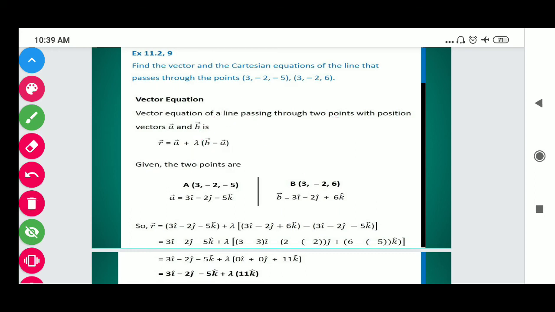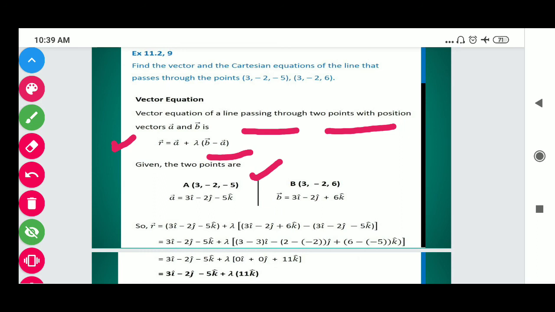Students, here we have to write the direction. If points are given, then we find the direction ratios, and that will be written here as the position vector b minus a. So here the vector equation of a line passing through 2 points with position vectors a and b is r vector equals a vector plus lambda times (b minus a) vector. Here 2 points are given.